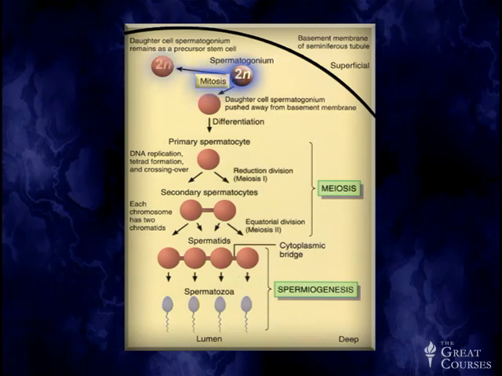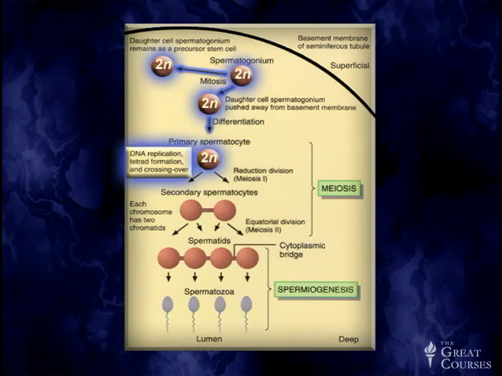One of those will become a daughter cell, so we keep our number of stem cells, and the other one will undergo differentiation to be pushed away from the basement membrane and differentiate into that primary spermatocyte, which we saw before. It still has 2N. DNA replication and crossing over occurs here.